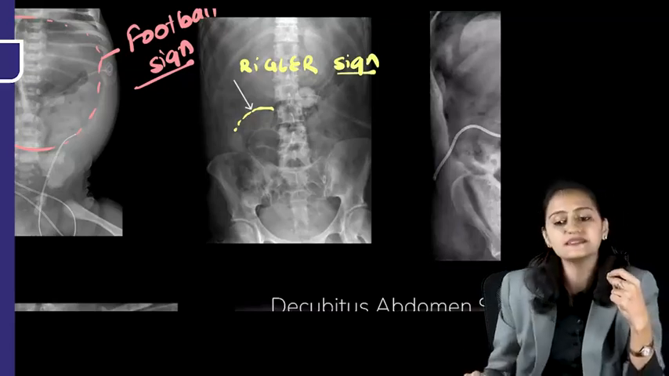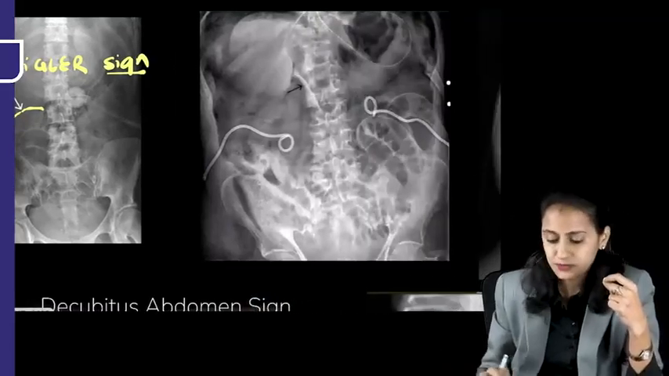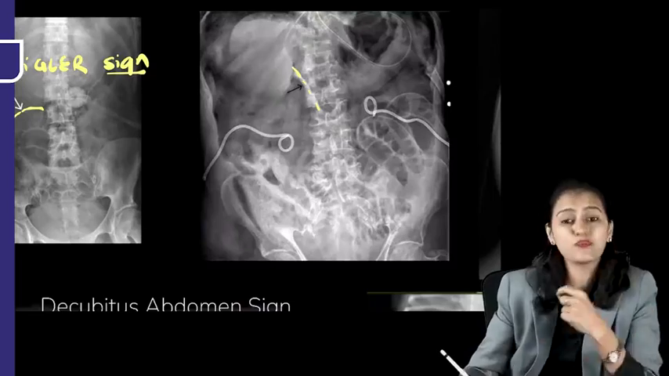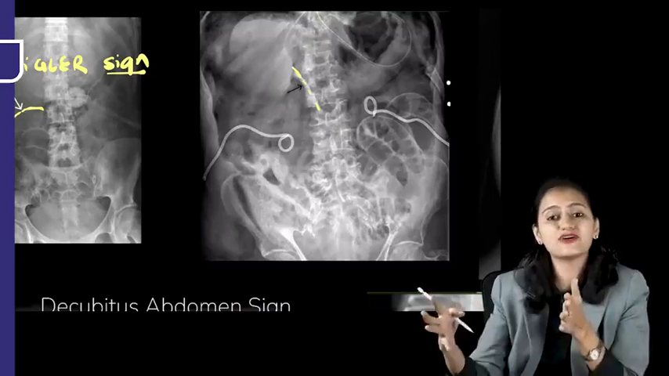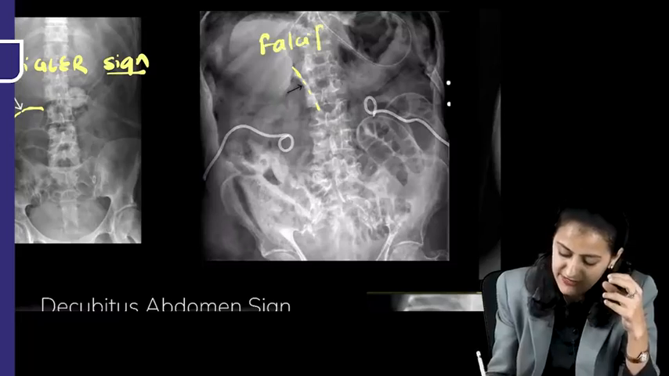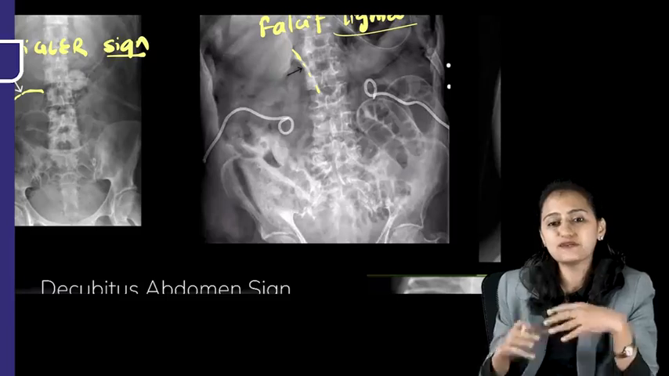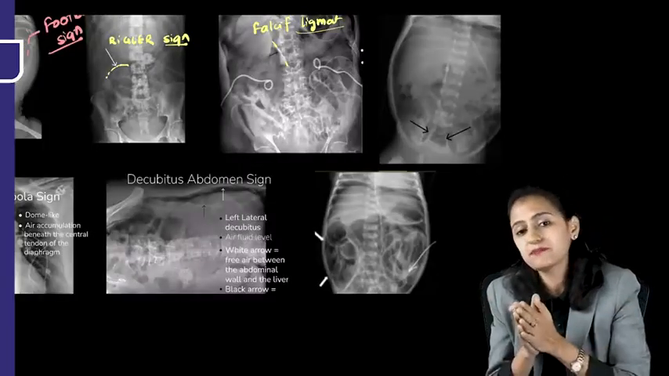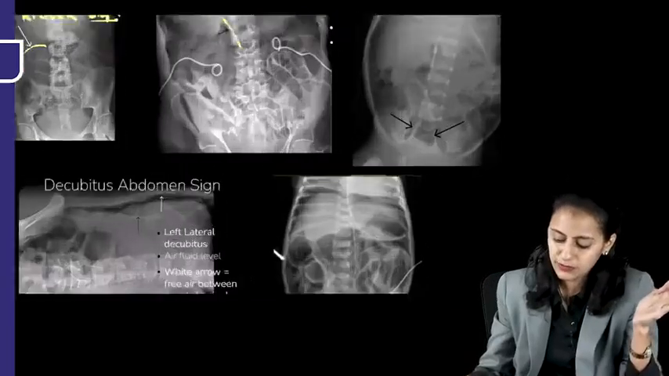Okay, this is called the Wriggler's sign. Next one, this is the ligament appearing very clear on X-ray because of the air on either side, again giving a good contrast. This is the falciform ligament sign. All the ligament signs we can see: whichever ligament is surrounded by air appears very clear on X-ray in pneumoperitoneum.